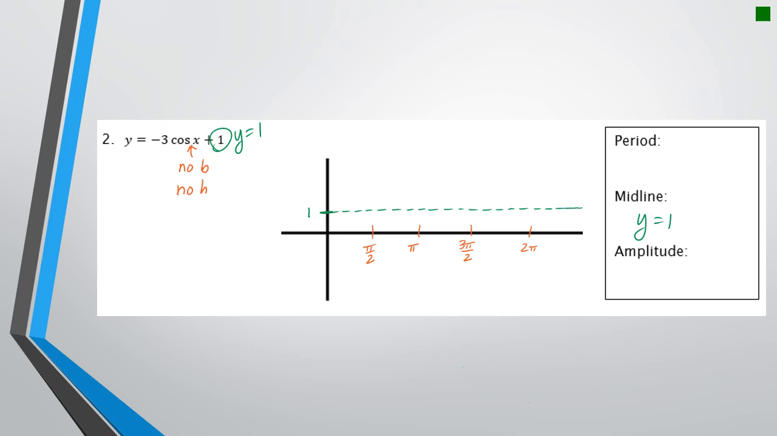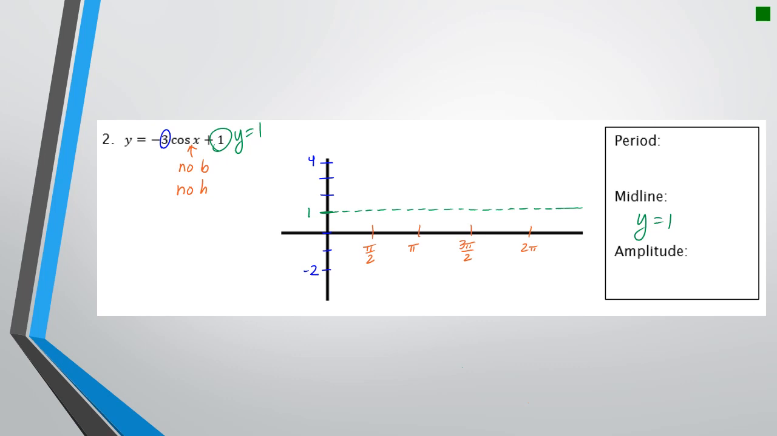Now I can see my amplitude is 3. So from my midline, I have to be able to go up 3 and down 3. So from my midline, if I go up 3, that leaves me at 4. And if I go down 3, that puts me at -2. So I know that I can accommodate all of my y values.